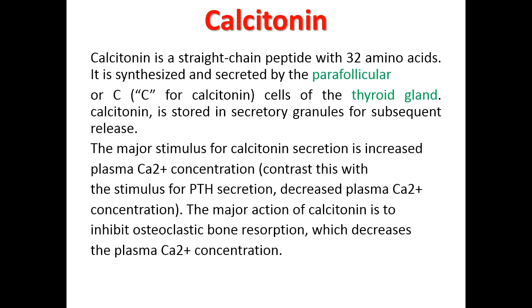The major action of calcitonin is on the bones. How? Calcitonin will inhibit osteoclast bone resorption, which will decrease plasma calcium concentration. It will act on the bone osteoclast cells and inhibit resorption of the bone. The result will be a decrease in plasma calcium concentration.